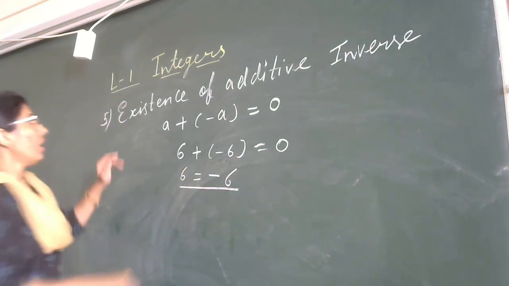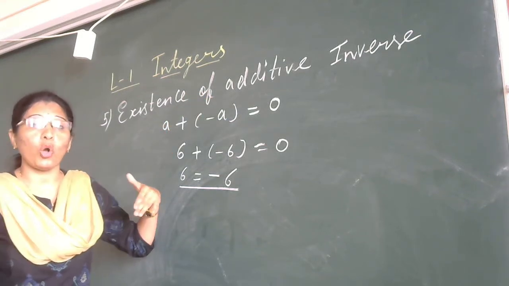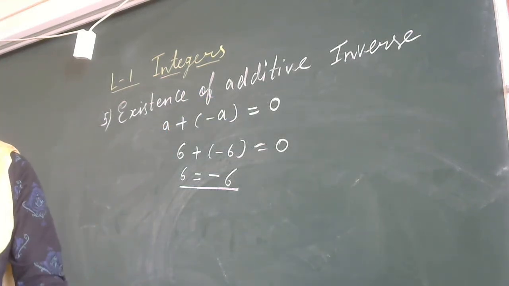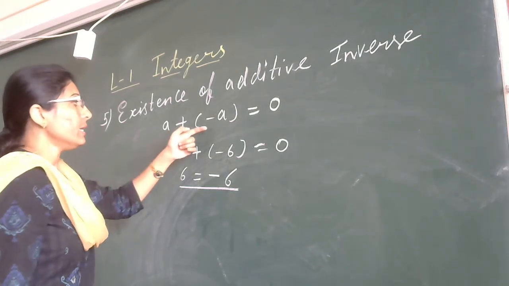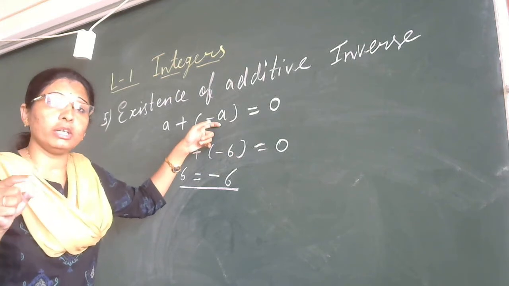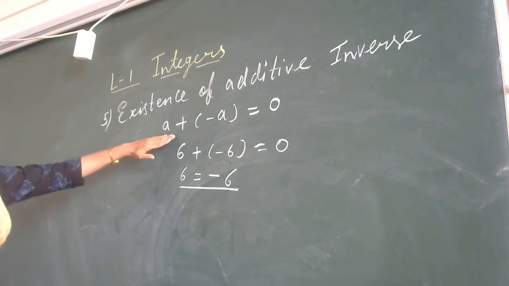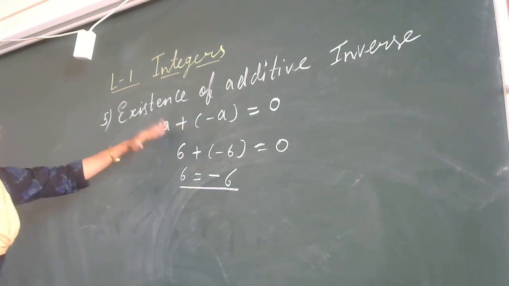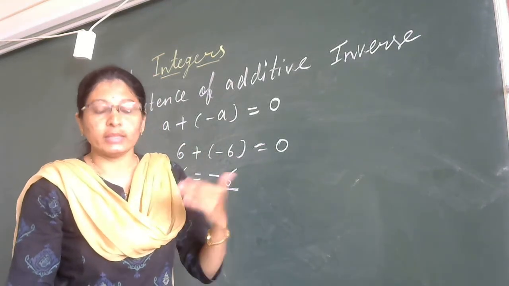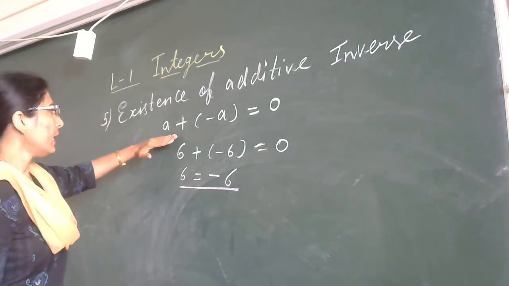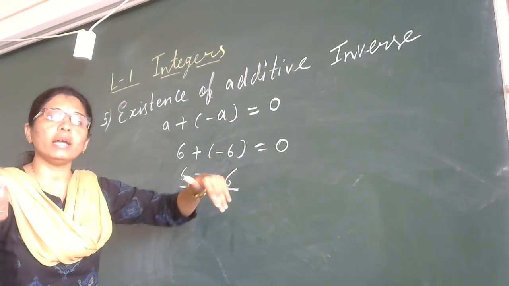So here minus 6 is the additive inverse, the opposite, of 6. This is the existence of additive inverse, the property of addition that the additive inverse of any integer is the same integer having the opposite sign. In simple words, if you add any two integers having opposite signs, we will get the answer 0, or the additive inverse of that integer will be the same integer having the opposite sign.